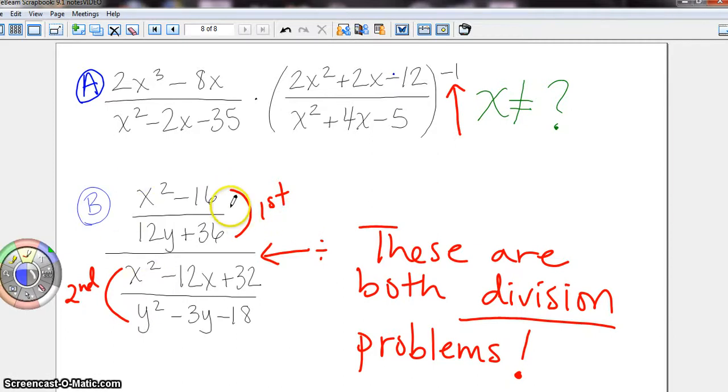The same thing for B. This will be our first fraction, and it will say divided by this fraction, and when you change it to multiplication, you will flip this over. So the y squared minus 3y minus 18 will be on the top, and x squared minus 12x plus 32 will be on the bottom, and make this a multiplication problem for the end as you factor so that you can cancel out. And that is 9.1. Factor, factor, factor, factor, factor.